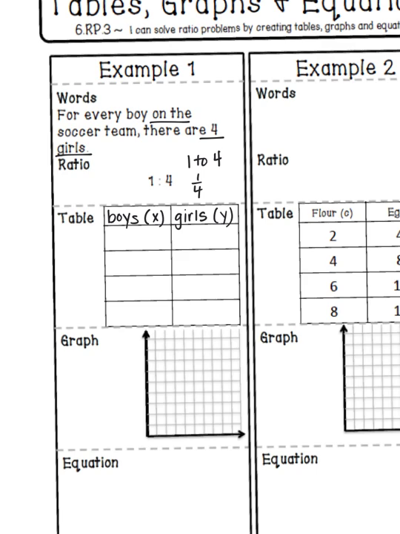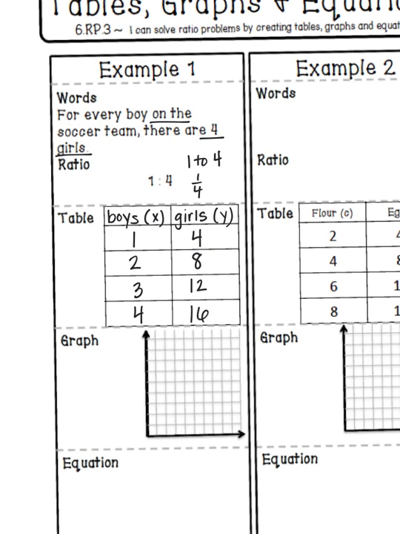So I'm going to fill in the information that I have first. I know that if I have 1 boy, I'm going to have 4 girls. Well, now I can say if I have 2 boys, I'm going to have 8 girls. And if I increase the number of boys to 3, then I have 12 girls. And if I increase the number of boys to 4, then I have 16 girls.